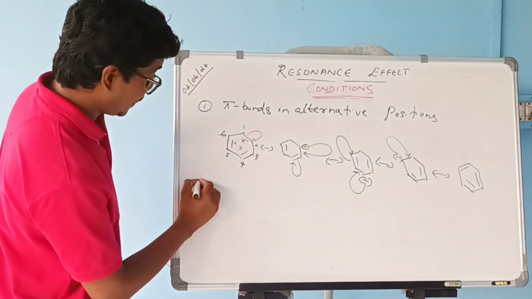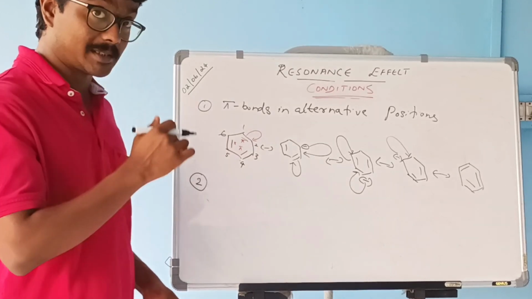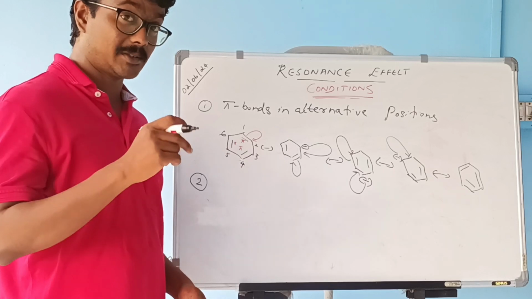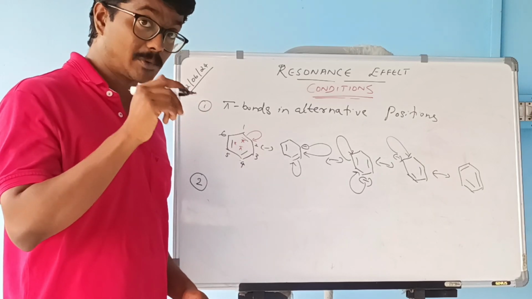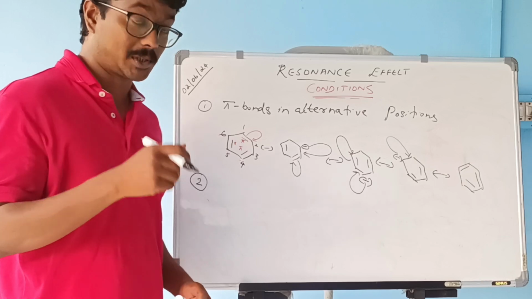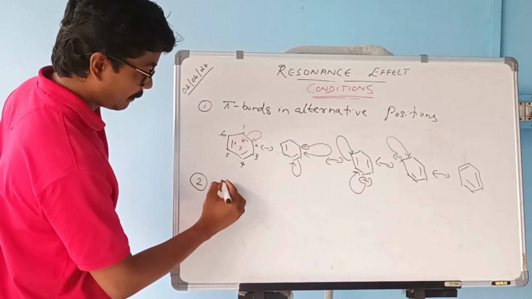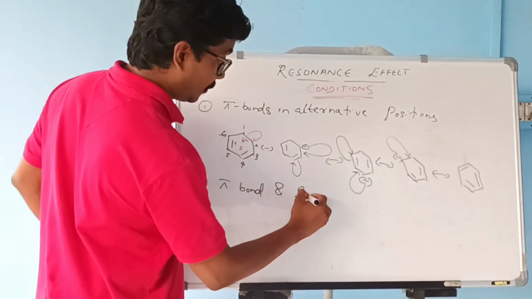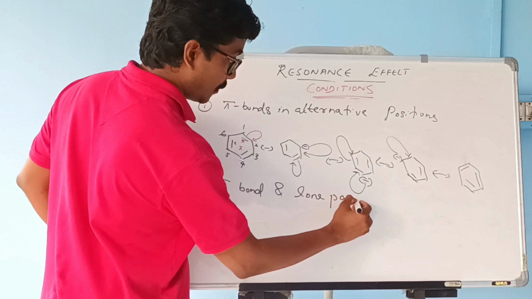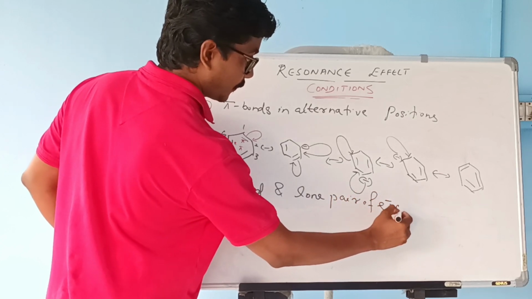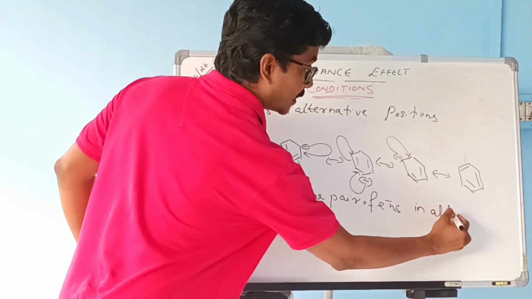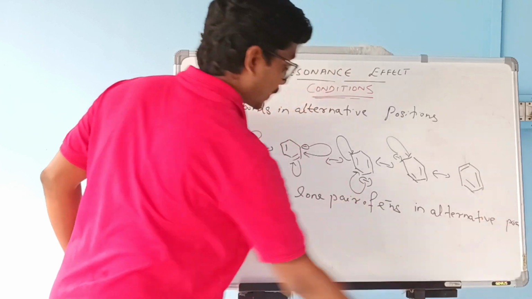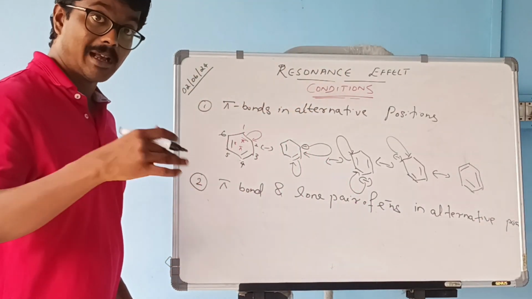And the second condition. You should remember this because in MCQ questions we must understand all these conditions, to decide whether resonance is possible in the given compounds or not. Second is pi bond and lone pair of electrons in alternative positions. Pi bond and lone pair of electrons.